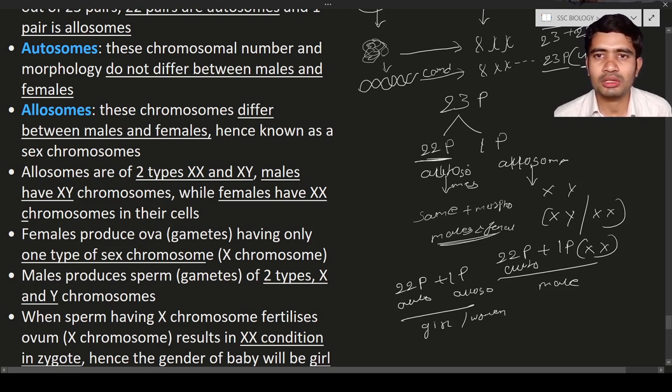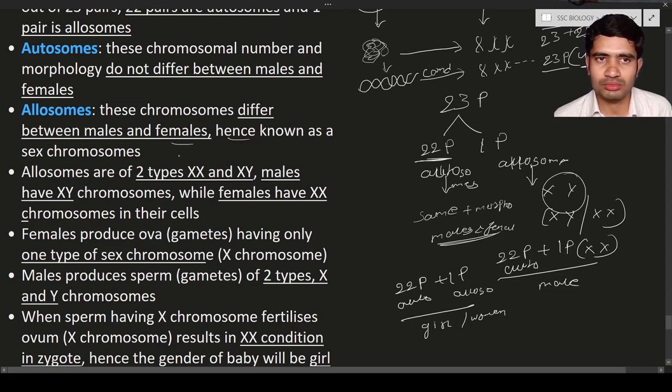So this is about autosomes and allosomes. Allosomes are nothing but sex chromosomes. They are present in both males and females, and they are different: X and X, or X and Y. Here you can see our allosomes; these chromosomes differ between males and females, hence they are known as sex chromosomes.